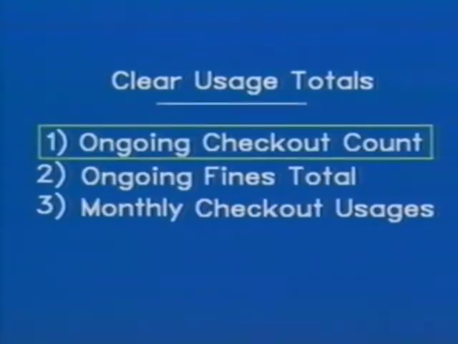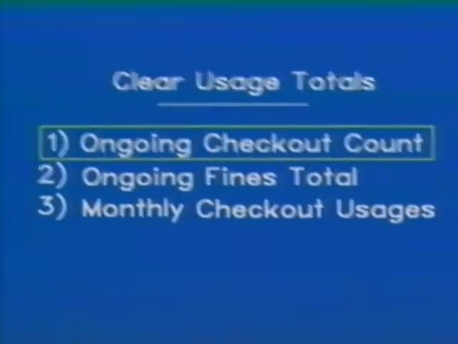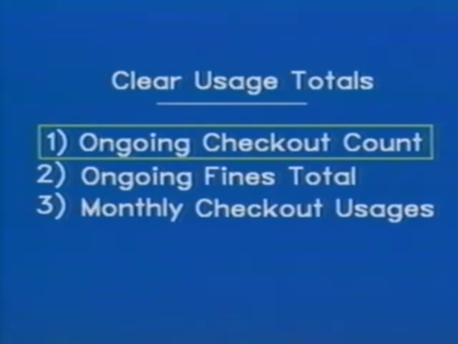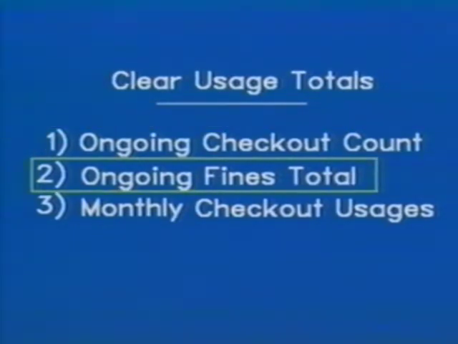One is the ongoing checkout count. This is the period-to-date circulation total count, which is displayed in the lower right-hand corner of your circulation screen. It can be reset to 0 without losing any of your circulation records. The ongoing fines total is the cumulative amount paid on fines. It can be reset here without losing records of those who currently owe fines.